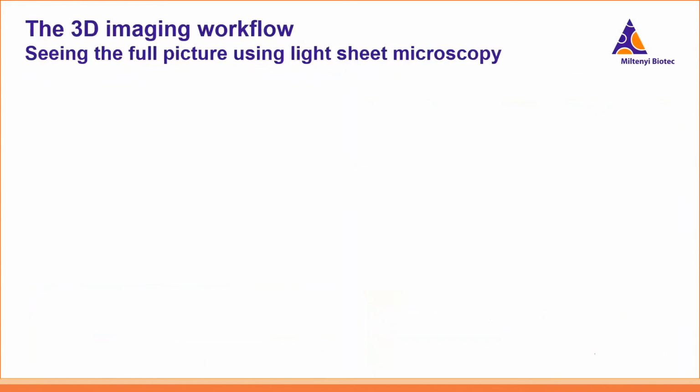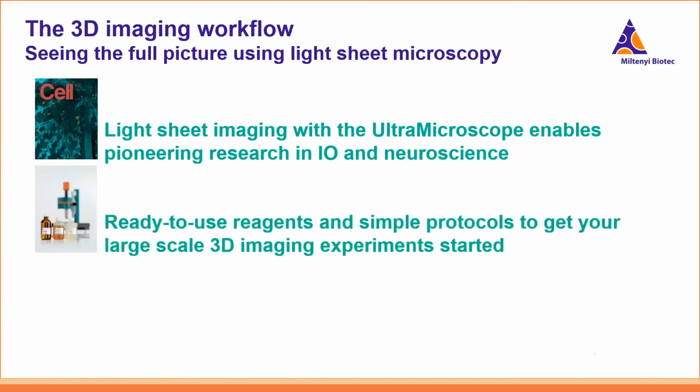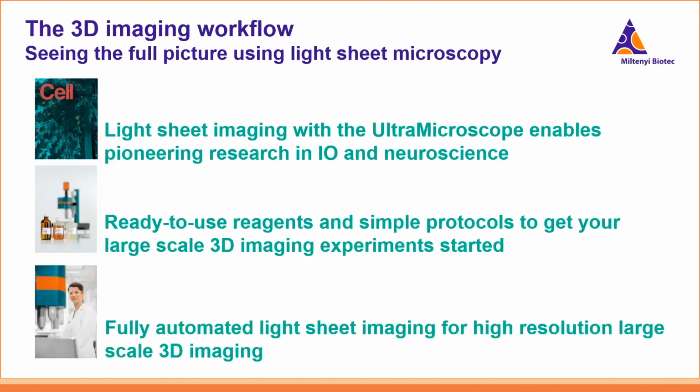To summarize, we showed you how the 3D imaging workflow with the ultramicroscope can not only transform research in immuno-oncology and neuroscience, but also it helps answer questions that were previously out of reach with conventional methods. We know that integrating a new technique into your work requires time-consuming efforts in order to get it optimized. For this reason, we provide ready-to-use reagents and a simple protocol to get your large-scale 3D imaging experiment started. And the fully automated light sheet imaging with the UM Blaze takes your imaging experiments to the next level, providing you with the ability to image across scales at unprecedented details.